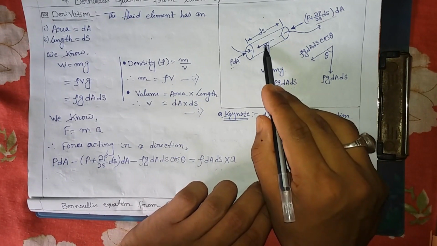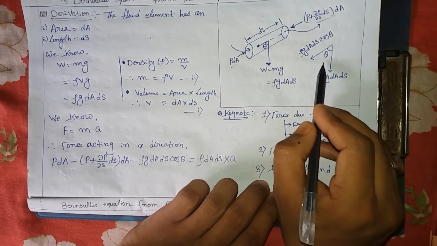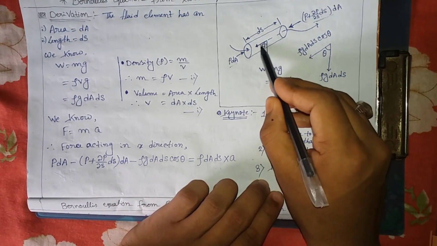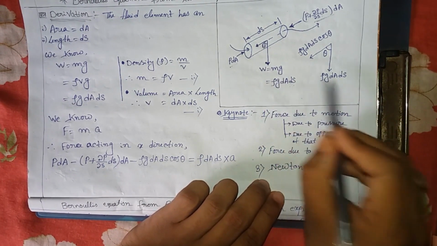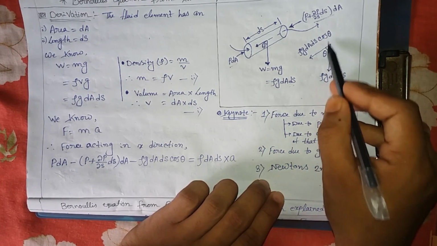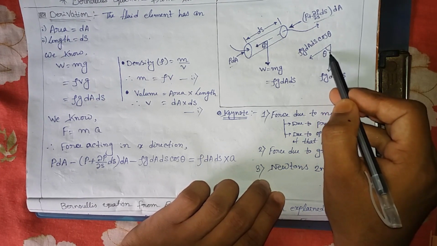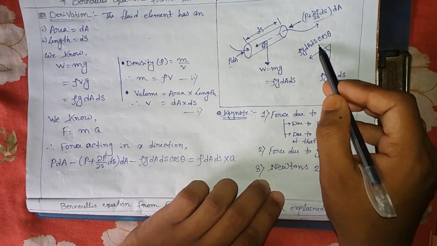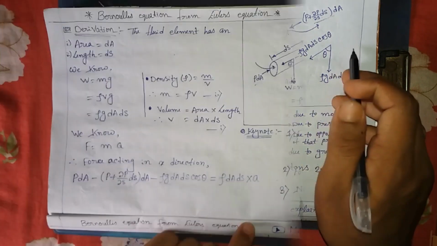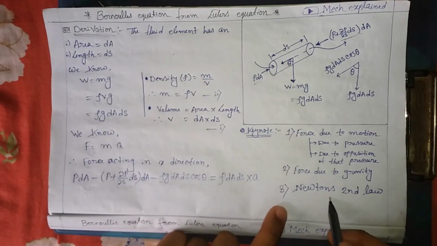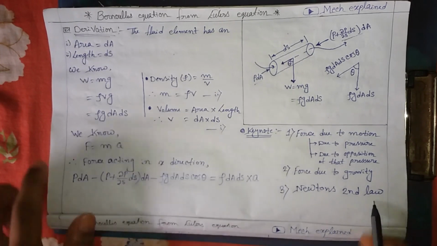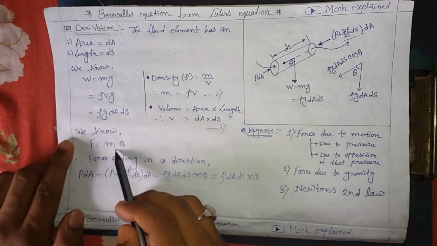But here the component is at angle theta, so this is the horizontal component with respect to theta. So this will be rho g dA ds cos theta. Fine. Now the third step is Newton's second law, which is force equals mass into acceleration.